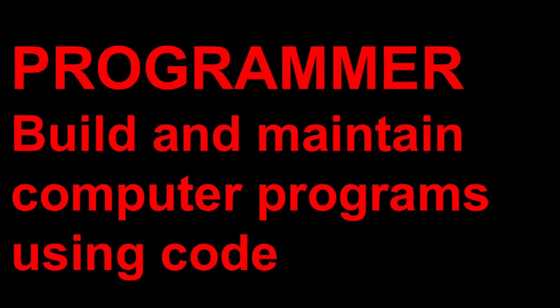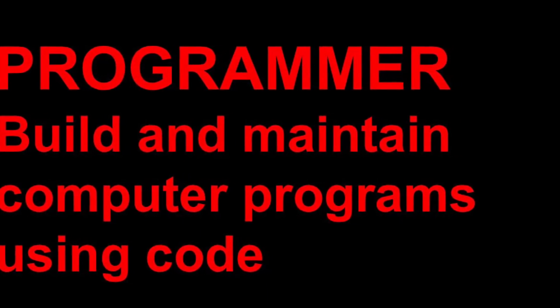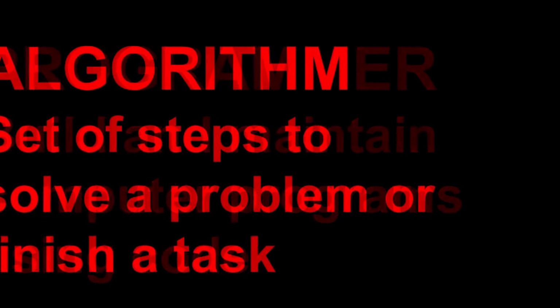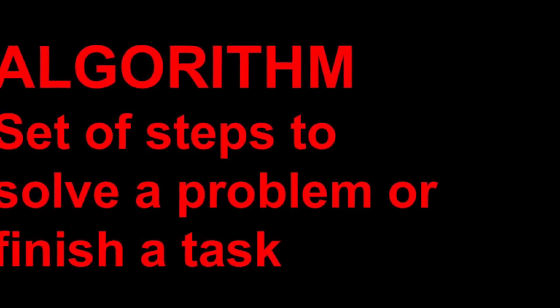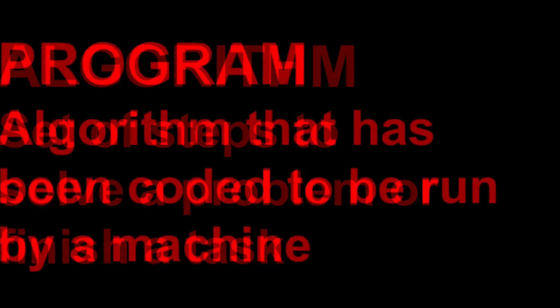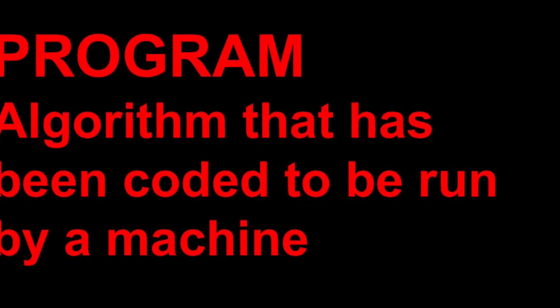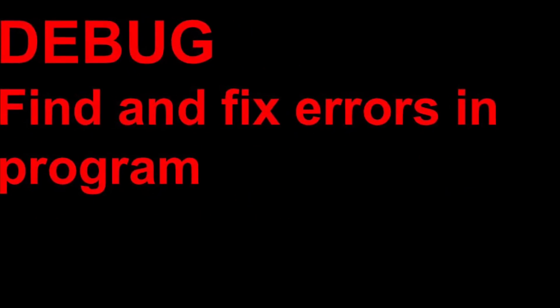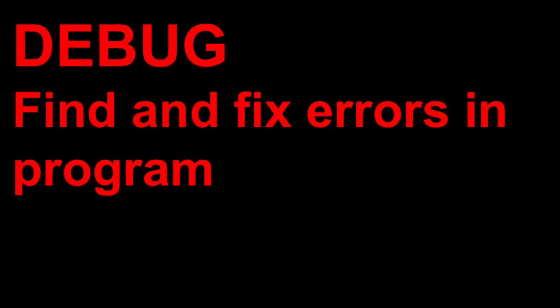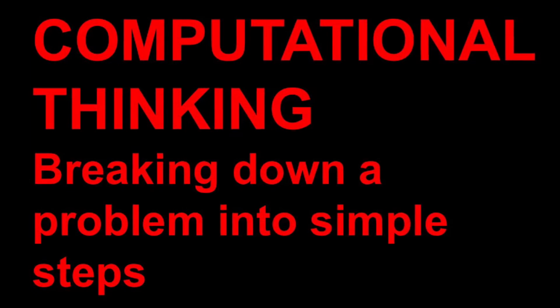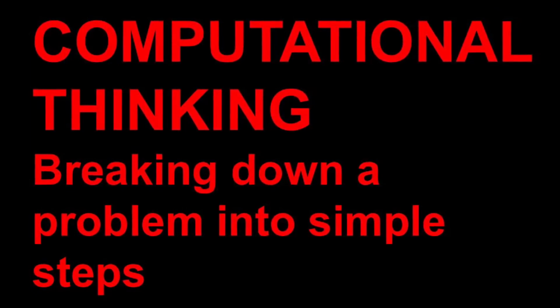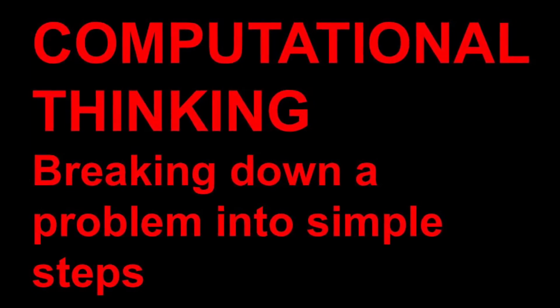Programmer, someone who builds and maintains computer programs using code. An algorithm is a set of steps to solve a problem or finish a task. Program, an algorithm that has been coded to be run by a machine. Debug, to find and fix errors in a program. Computational thinking, breaking down a problem into simple steps.